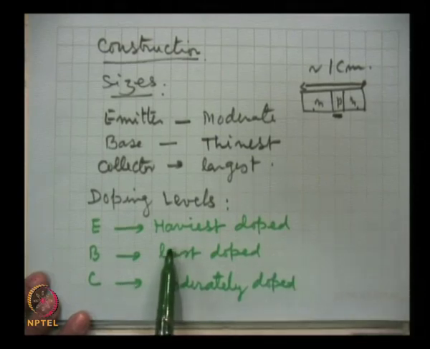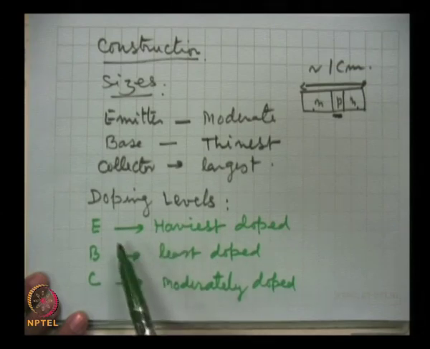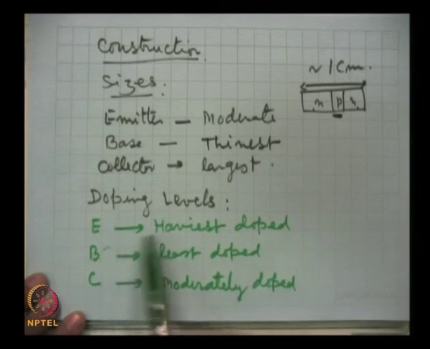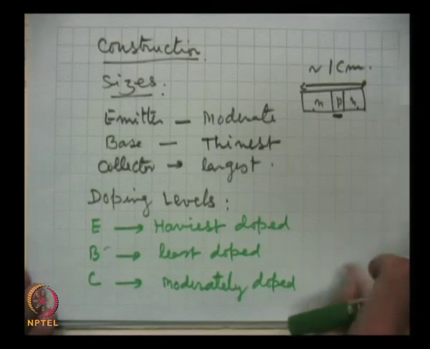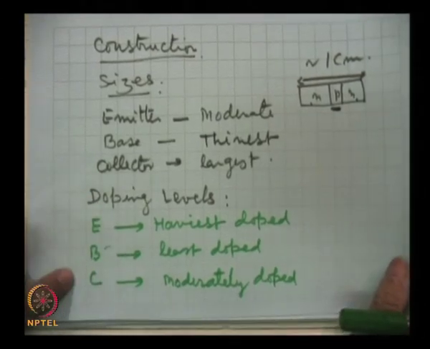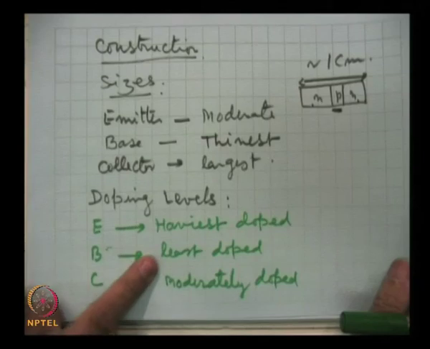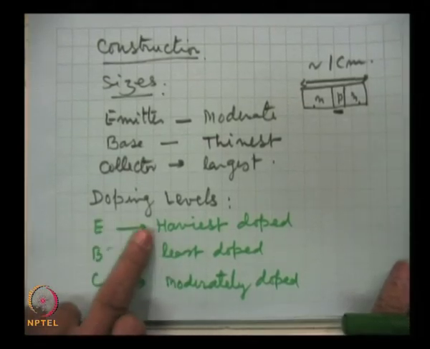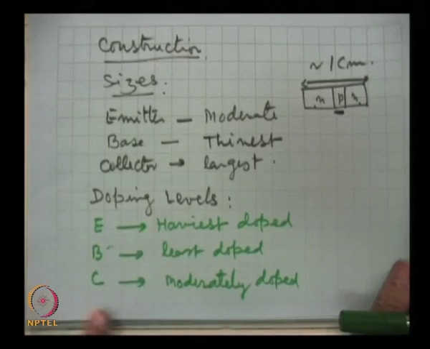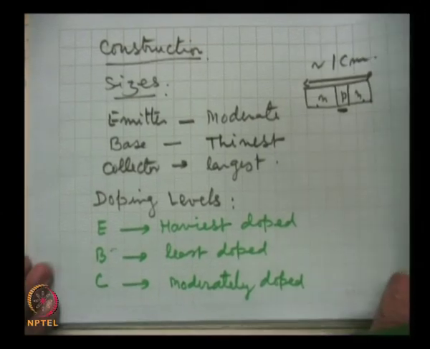So, remember, in all transistors the emitter will have the heaviest doping and the base the least doping, and the collector has moderate doping. Again, this will become clear why we need a thin base which is least doped, moderately sized and heaviest doping for the emitter, and the collector is largest in size, but is moderately doped.